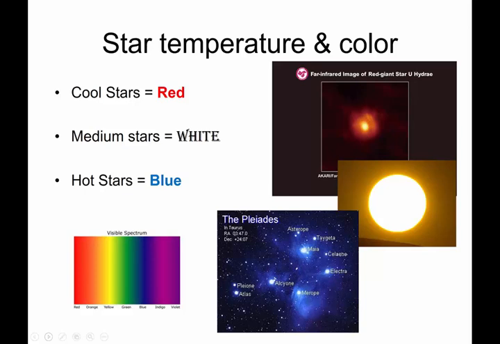Other things to remember: red stars are the cool ones. Medium stars like our sun are medium in temperature and white, and the hot blue ones are those young hot stars like the stars in the Seven Sisters, which are the Pleiades.